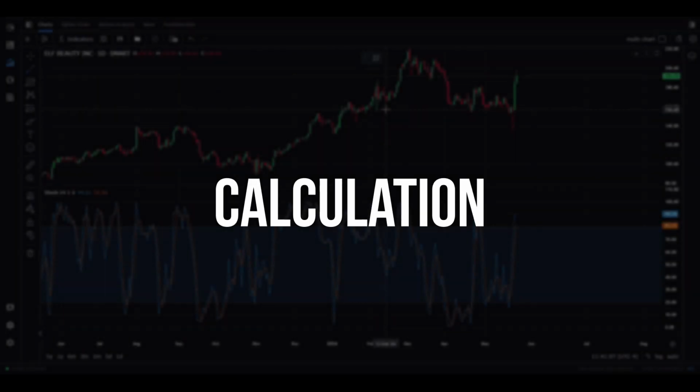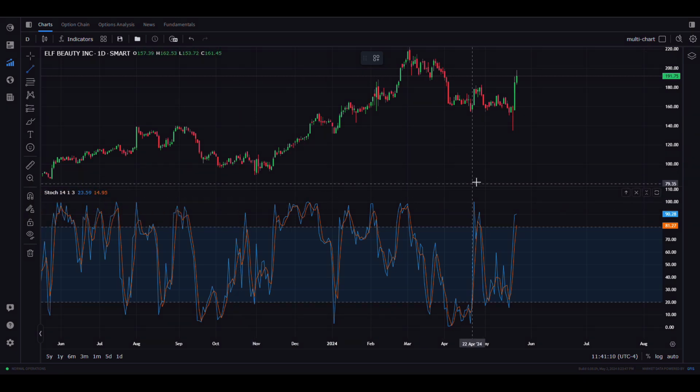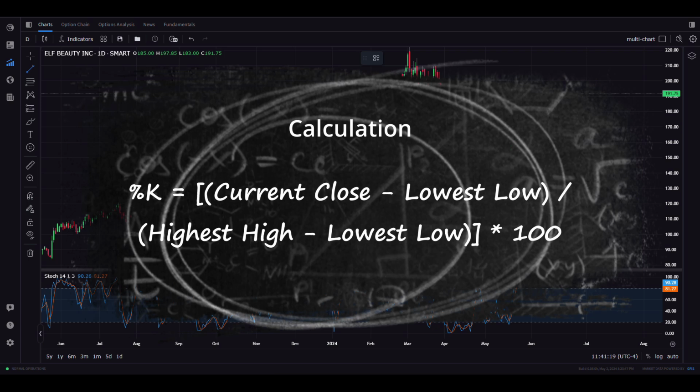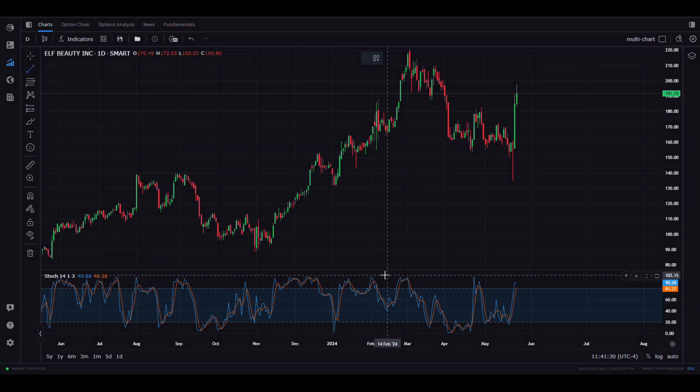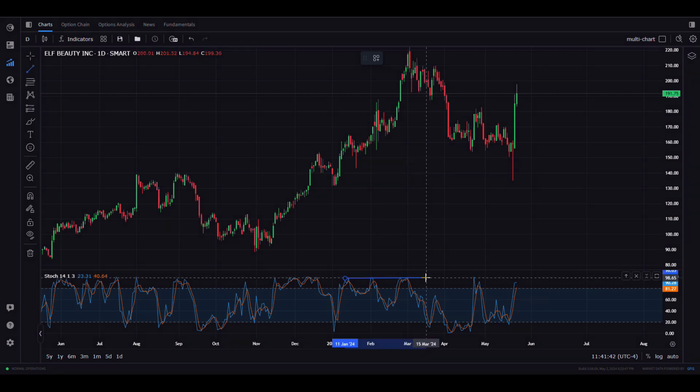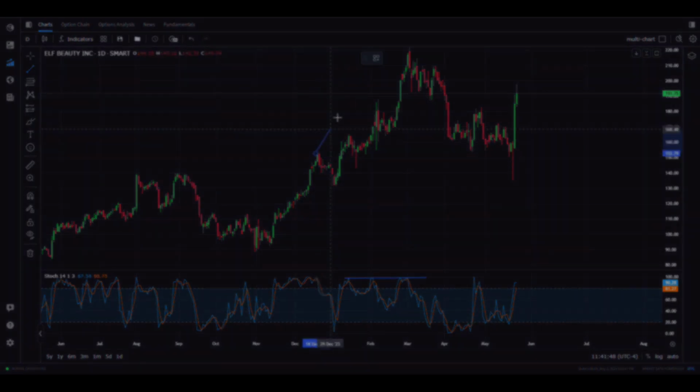Calculation. The stochastic oscillator is calculated using the following formula. In this case, the current close is the most recent closing price. The lowest low is the lowest price the asset reached within the specified time period. The highest high over the specified period is the highest high of the asset's price within that period. Once the %K value is calculated, traders often smooth it using a moving average to generate the %D line, known as the signal line. The most common smoothing period is 3. So, the stochastic oscillator typically has two lines, the %K line and the %D line.